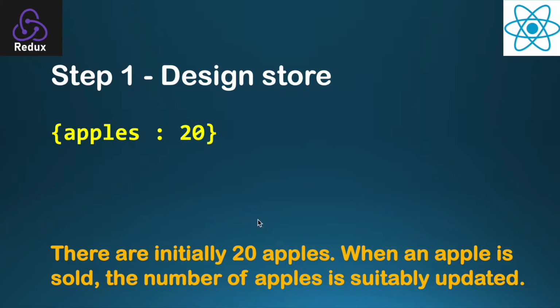So for example, there are initially 20 apples. When an apple is sold, the number of apples is suitably updated. Suppose we want to build an application wherein the number of apples is stored and we want to sell apples and keep on updating it. So then the store is just this JavaScript object, apples and the number of apples. Initially they are 20, so apples is 20.